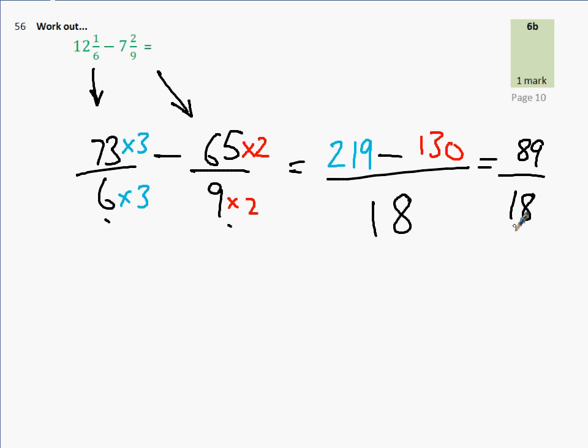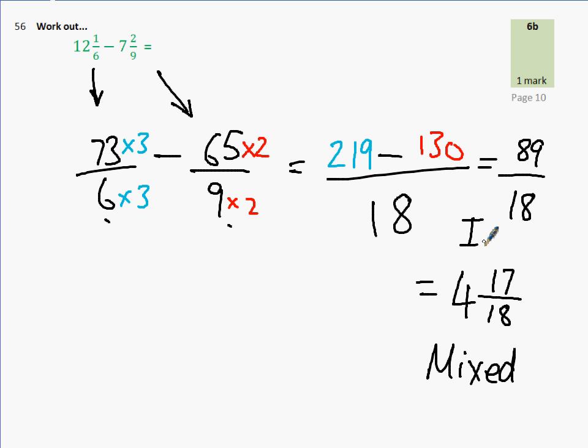And you can leave it like that, or you can turn it into a mixed number. 18 times by 2 is 36, times by 2 again is 72. So it goes in 4 times, that's 4 wholes, and what's left over? 17. So it's 4 and 17 over 18. That's if you want to leave your answer as a mixed number, but the question doesn't ask you to, so you could just leave it as an improper fraction.